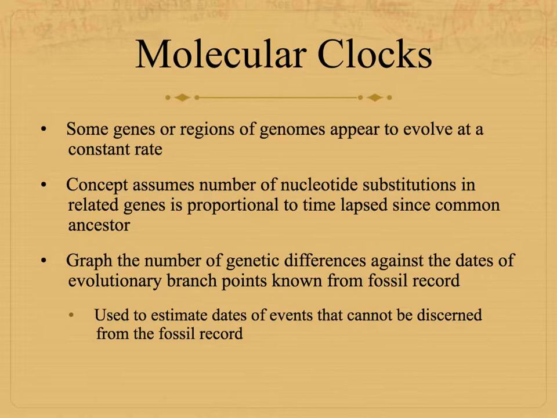So we have the common ancestor, and there are 6 changes that should represent a certain amount of time. Okay. What we can do is then graph the number of genetic differences against the dates of things that we know from the fossil record, and then hopefully use those dates to estimate other dates that we couldn't get from the fossil record.